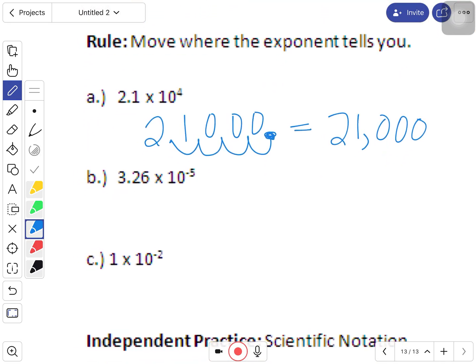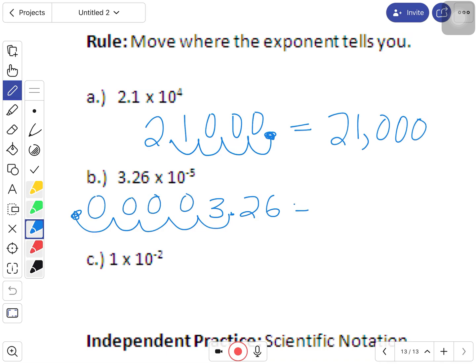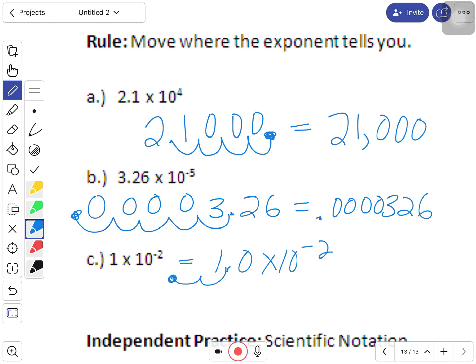Part B, I have a negative exponent there. 3.26 times 10 to the negative 5th. That's going to be a smaller number because 10 to the negative 5th is small. I got to move it 1, 2, 3, 4, 5 swoops. And then I fill in some zeros. So this ends up being 0.0000326. And then lastly, 1 times 10 to the negative second is the same as 1.0 times 10 to the negative second, if that helps you at all. So I got to move it 2 swoops to the left because I'm trying to make this a smaller number. And I would put a 0 in as a placeholder. So I get 0.01 as my answer there.